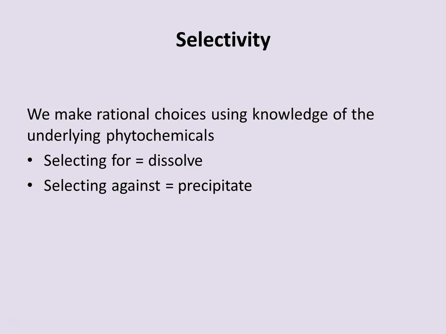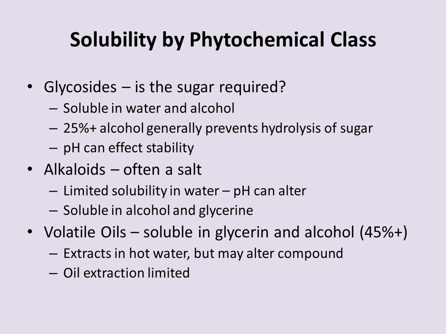Anytime we do any kind of extraction process and we are discussing solubility, it's really about selectivity. Right? It's a rational choice, hopefully a rational choice, where we're looking to see what will dissolve something or potentially what will precipitate out something, selecting against. So when we review some of the phytochemical classes, we can see some generalizable behaviors in the kinds of solvents we're going to be using in our medicine making processes.